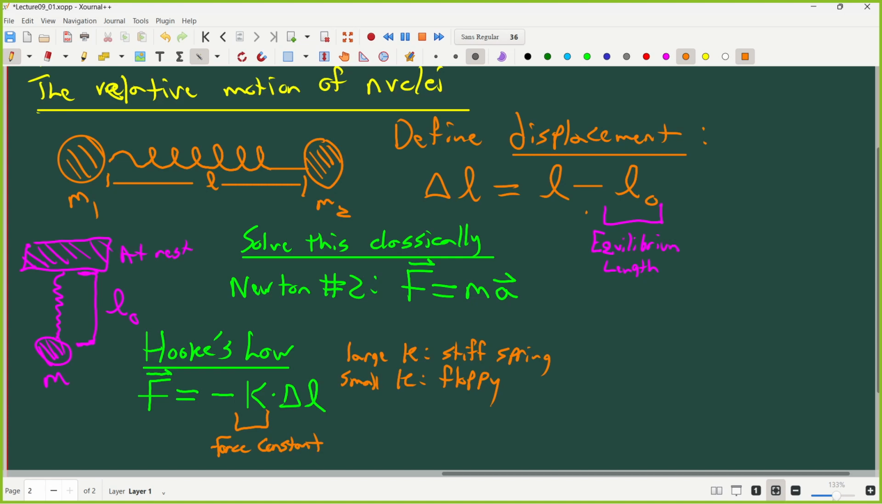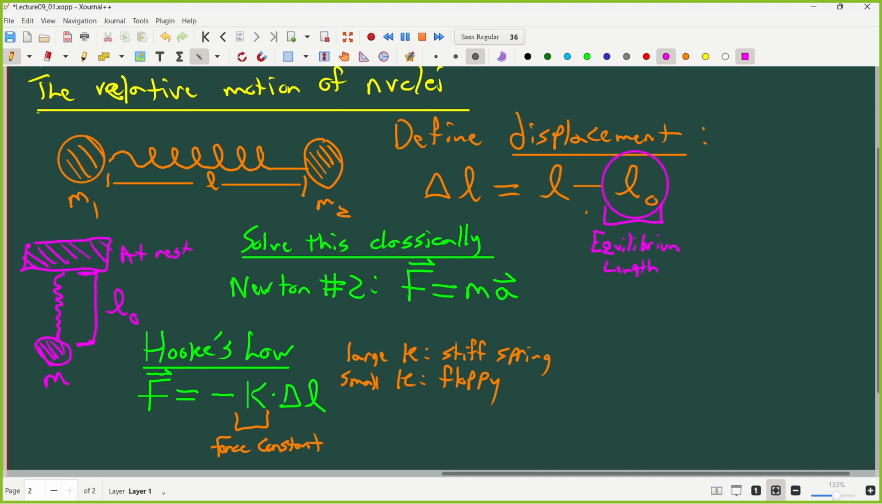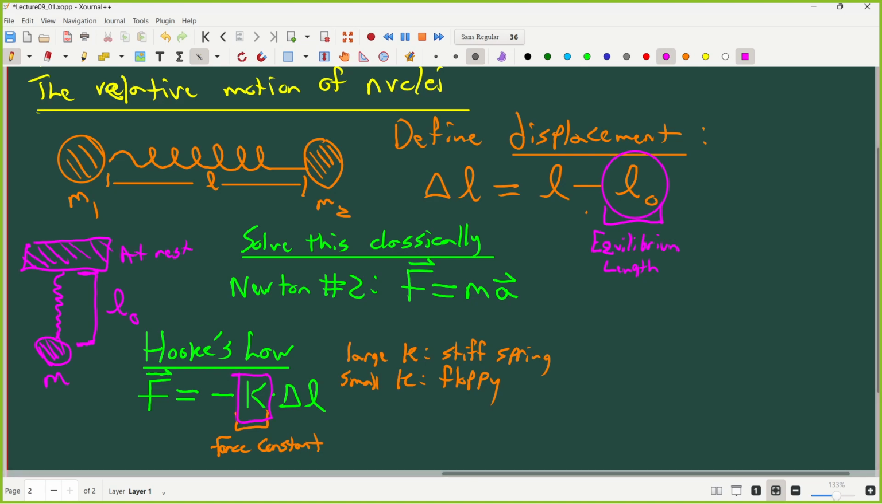So the spring has two features. It has an equilibrium length, which is a property of the spring, and it also has k, the stiffness of the spring. So the spring is parameterized in two different ways, the stiffness and the length. This is nice: it says that the force depends linearly on the displacement. So let's put that into F equals ma.